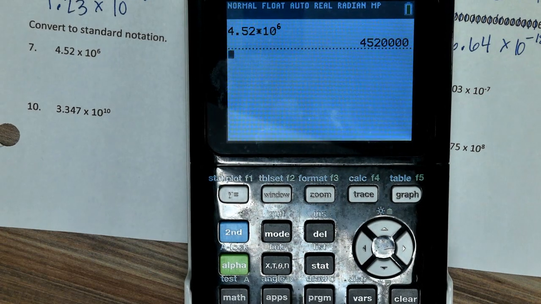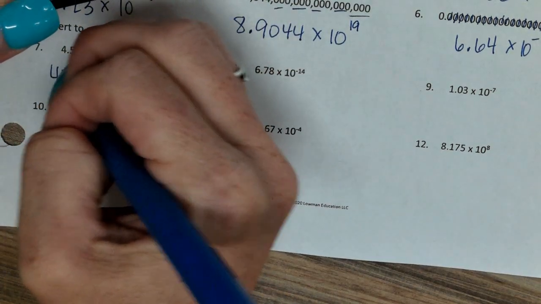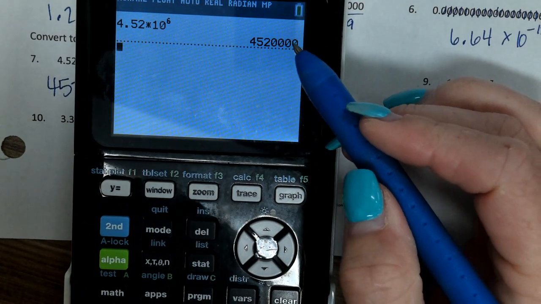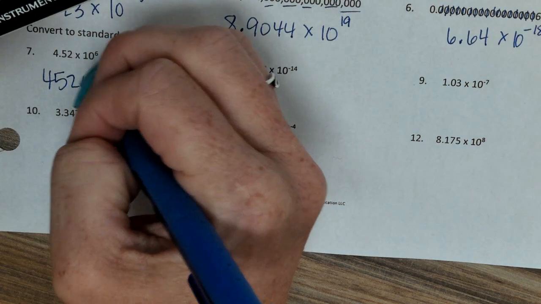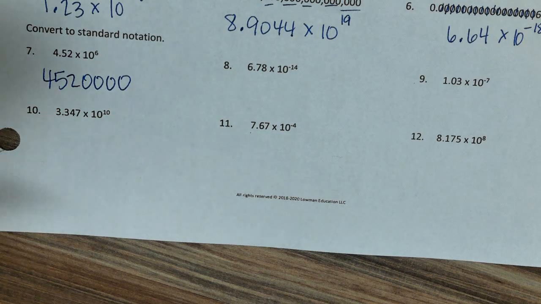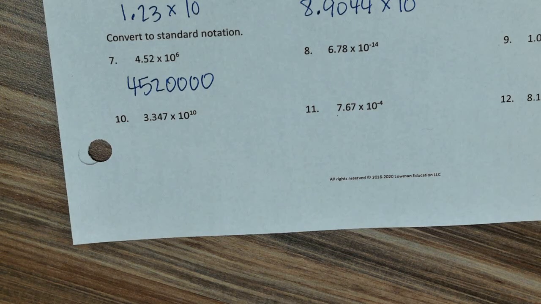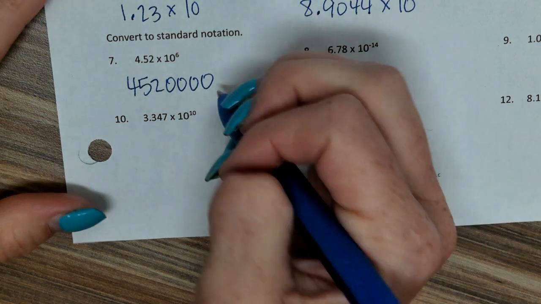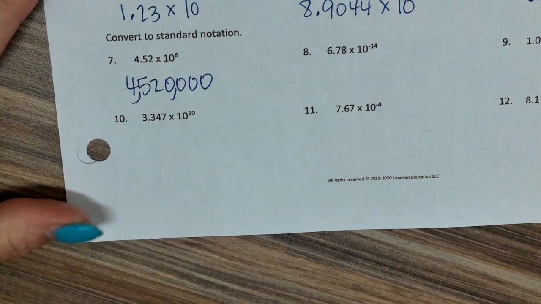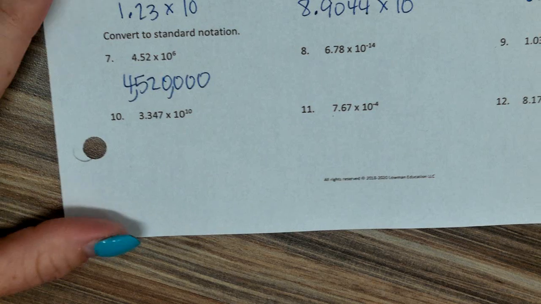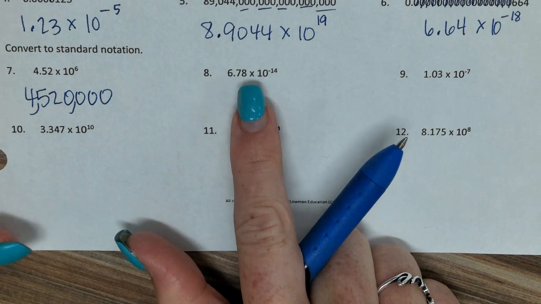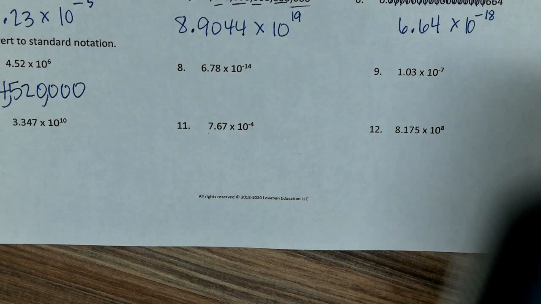So my answer is 452 with 1, 2, 3, 4 zeros. If you like putting commas, you can. I'm not going to make you. But technically this would look like that. Okay? Try this one, and notice it might not work. So let's try it.